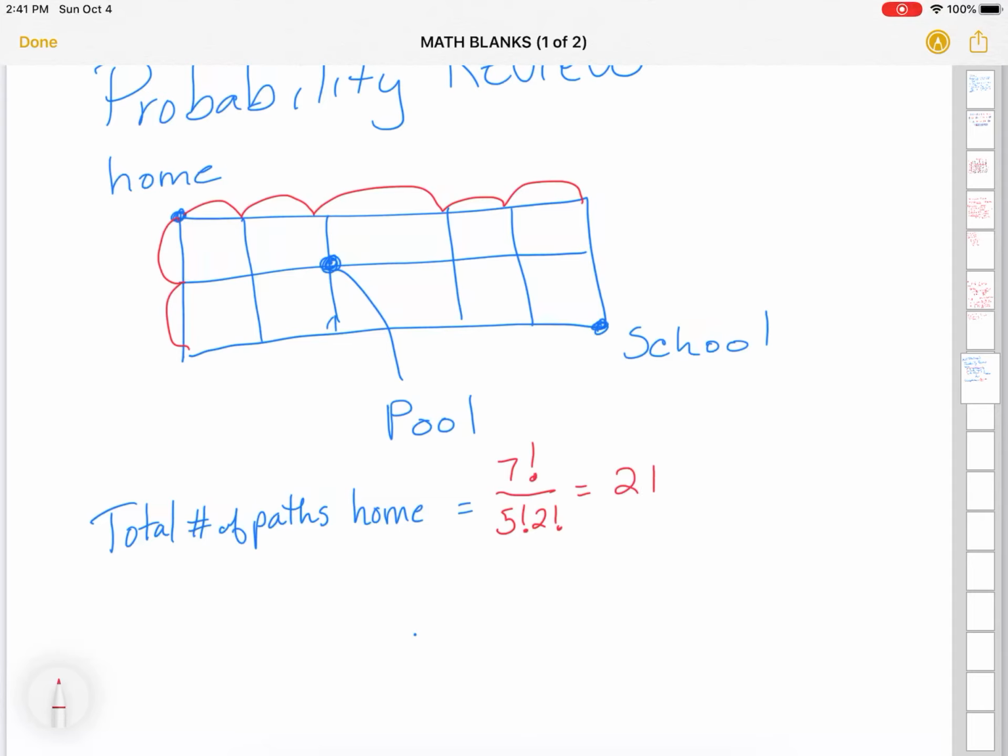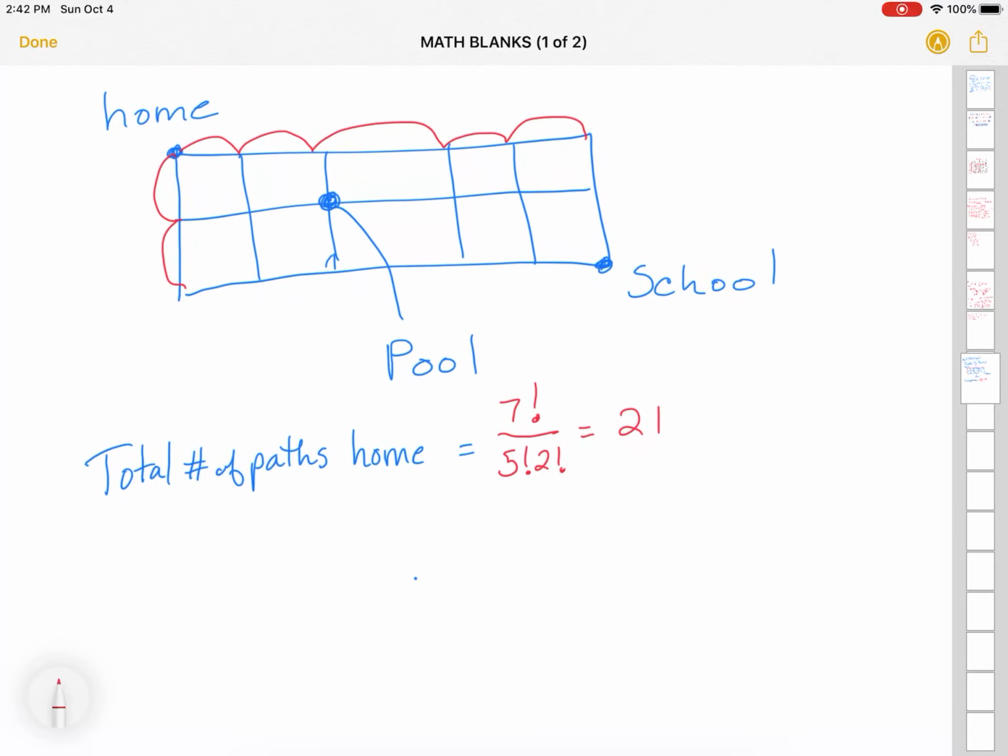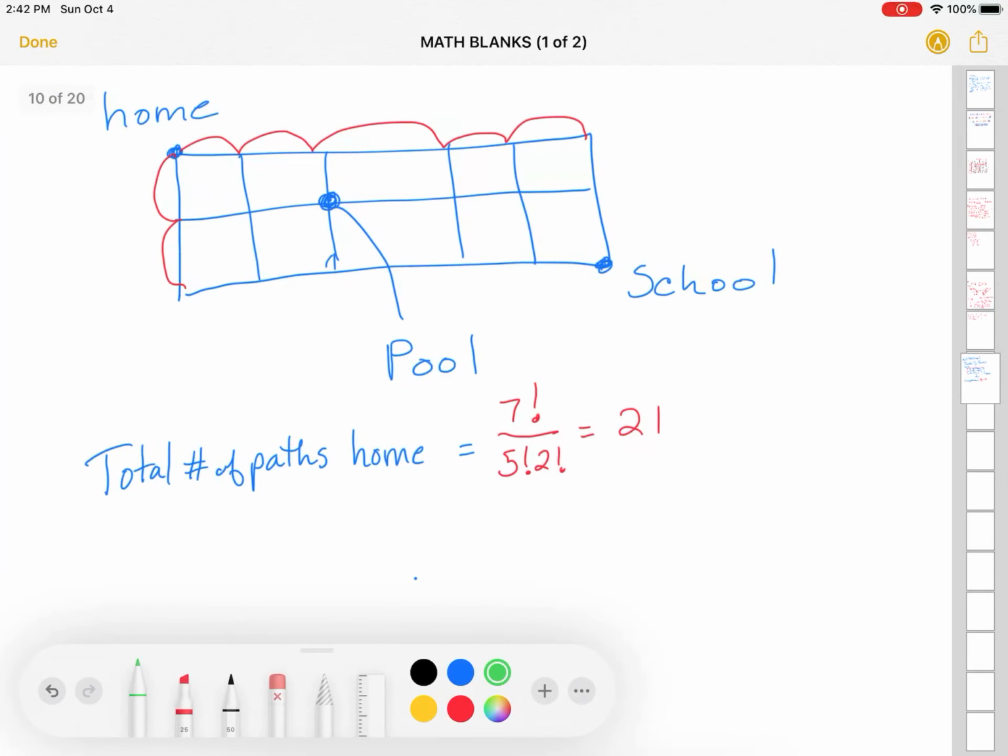21 paths. I'm going to just recheck that to make sure I did that correctly, because I kind of did it in my head, and that's never a good thing, to not check your numbers. No, 21 is right. So this is the total number of paths home. Now we're going to think about the paths that go by the pool.